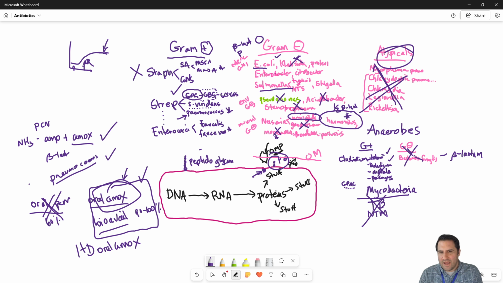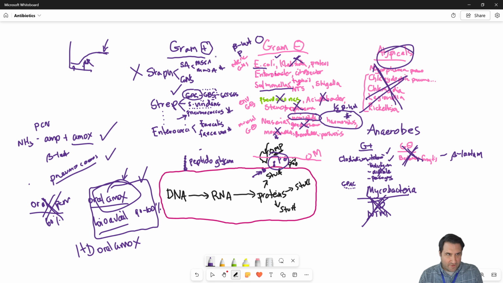So you are not going to get any benefit for your gram negatives with ampicillin unless you add something. And so we'll get into that in just a second. All right, mycobacteria, same deal, no improved coverage. So where can we use ampicillin, or sorry, amoxicillin or ampicillin?